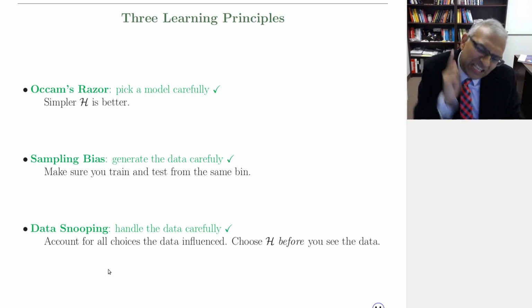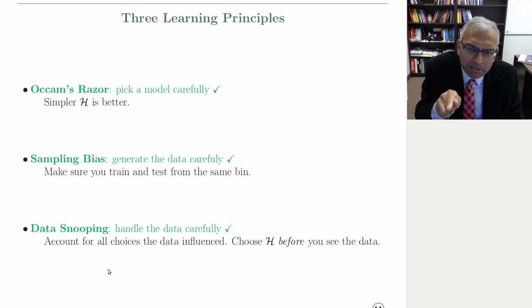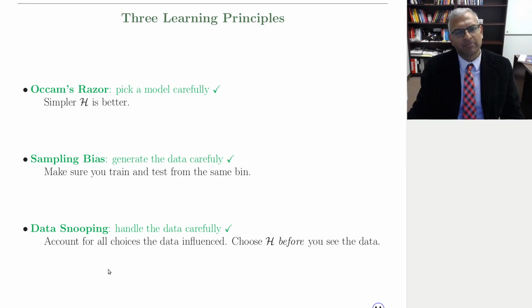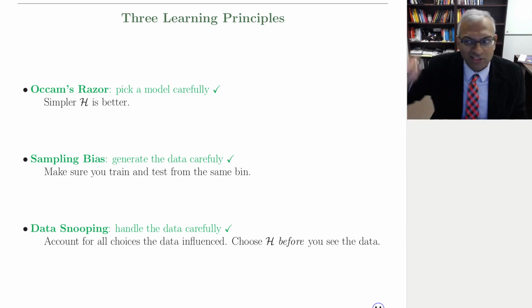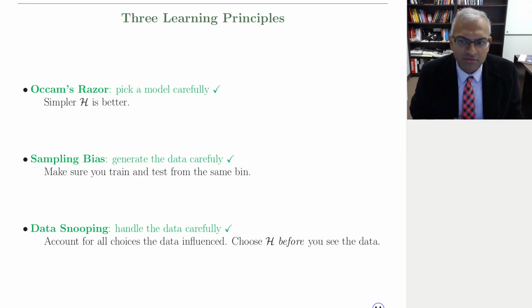Sampling bias: generate the data carefully. Make sure you train and test from the same bin. Otherwise, anything can happen. It's not that otherwise you're almost okay. No, anything can happen. It could be okay. It could be a total disaster. Usually, it's a total disaster. And most of the real screw-ups in machine learning from data come from sampling bias. Just like the headline with Dewey defeating Truman.